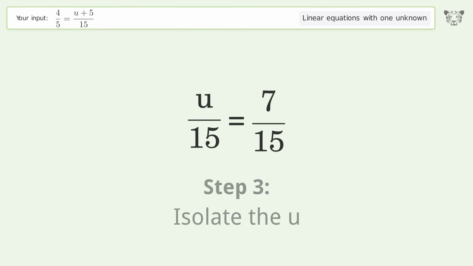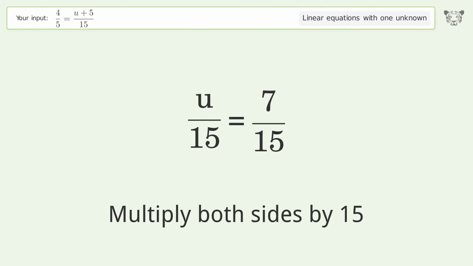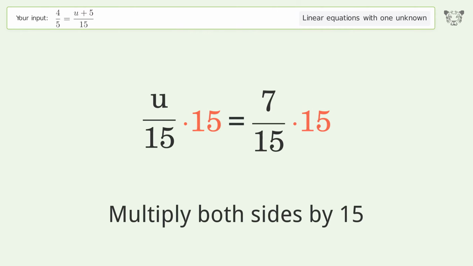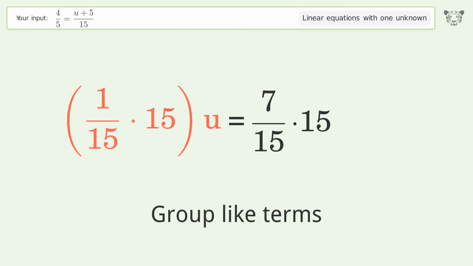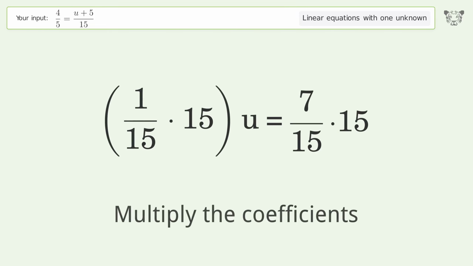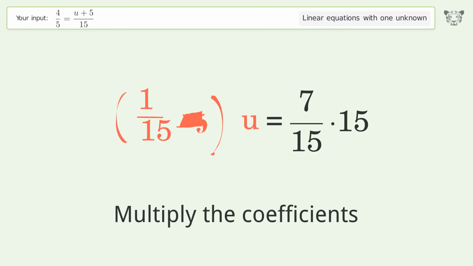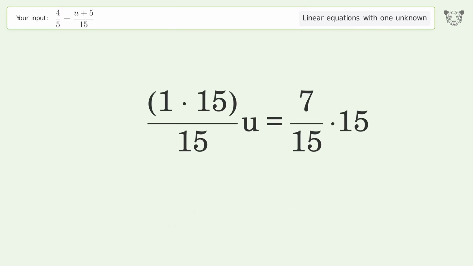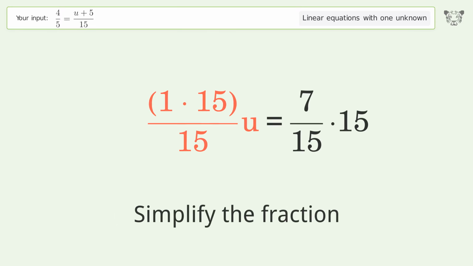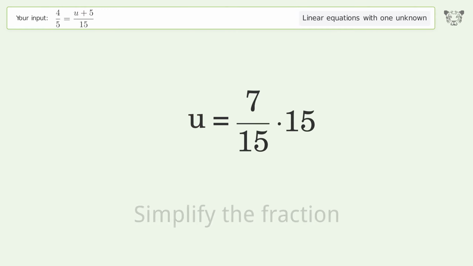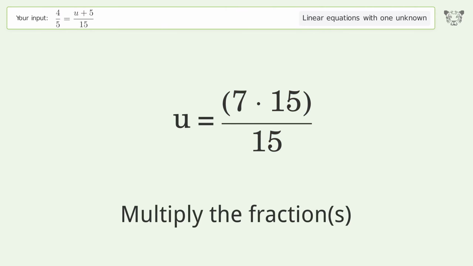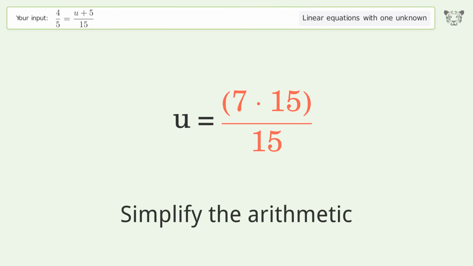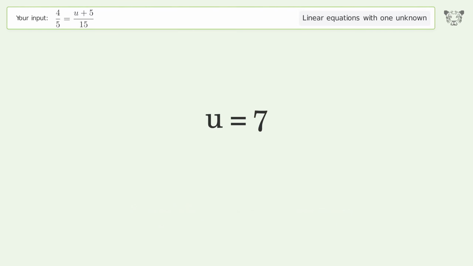Isolate the u. Multiply both sides by 15. Group like terms. Multiply the coefficients. Simplify the fraction. Multiply the fractions. Simplify the arithmetic. And so the final result is u equals 7.